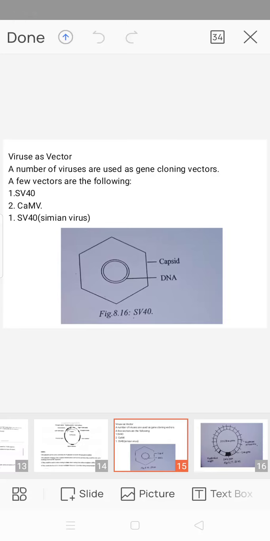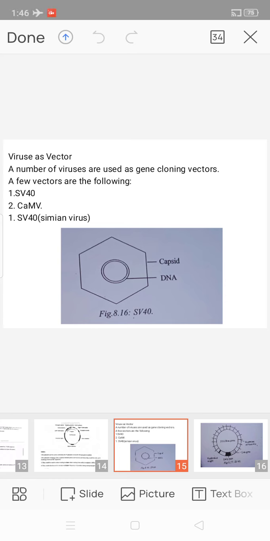In this class, we discussed viruses as vectors and binary vectors. First one, virus as vector. A number of viruses are used as gene cloning vectors. A few virus vectors are the following.